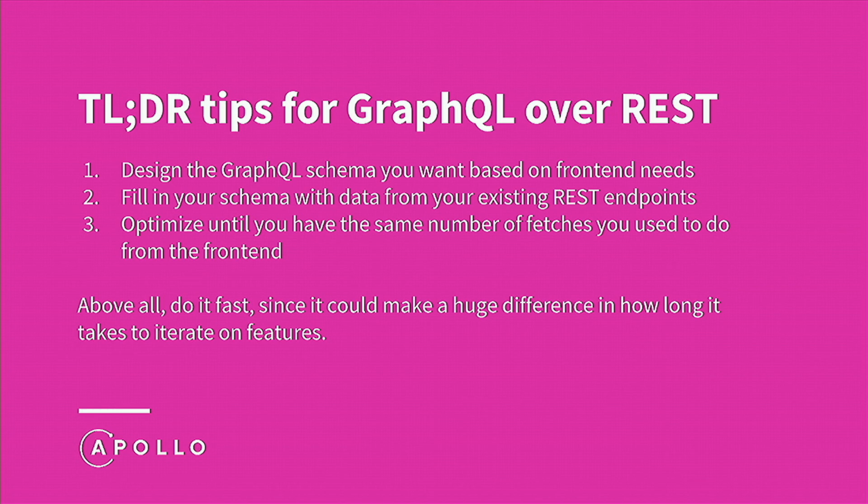Part 2 is you can fill in your schema based on data from your existing REST endpoints. You don't need to rewrite your backend. You don't need to rewrite all your business logic. Just use what you already have. And part 3, don't think of over-optimizing it. It doesn't have to be the fastest thing ever designed. It just has to be no slower than your existing front end.